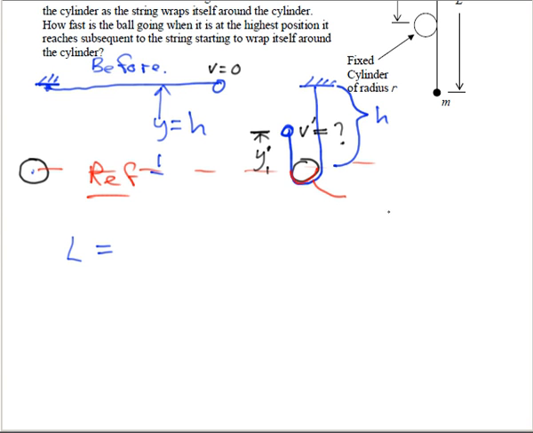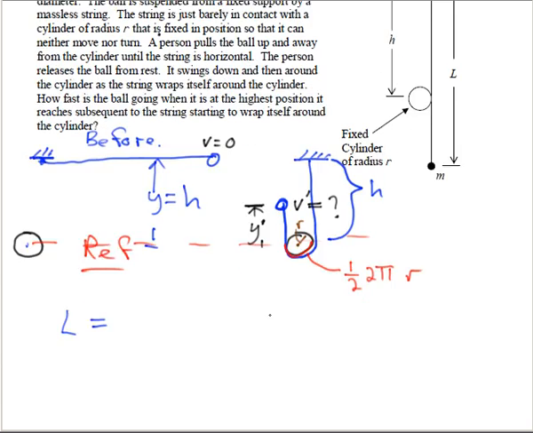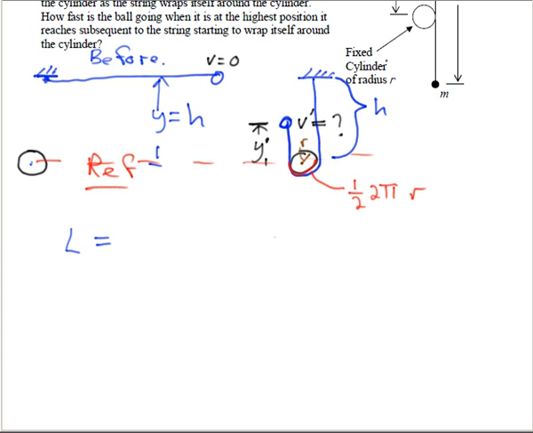Let's not give it a name. It's 1/2 the circumference, which is 1/2 of 2 pi r, where r is the given radius of the cylinder. This is r. That was given up here. Cylinder of radius r. This is the cylinder of radius r. Okay. Plus it's labeled right here. So that distance that I've got in red there is just pi times r.